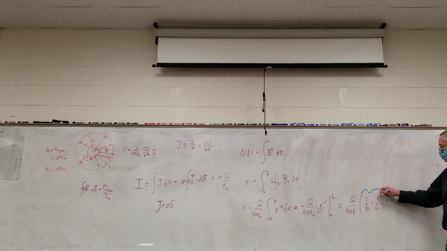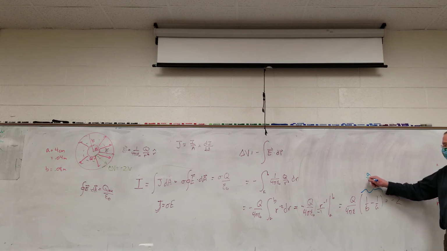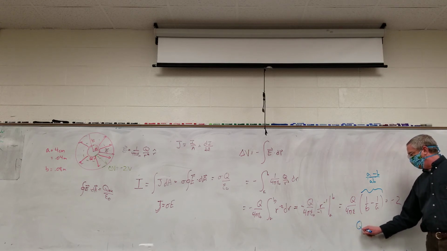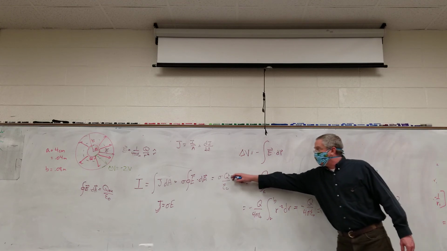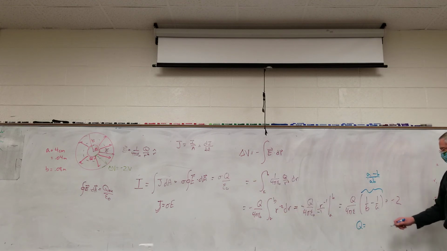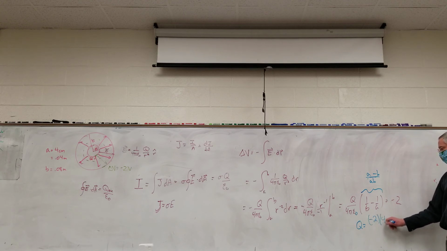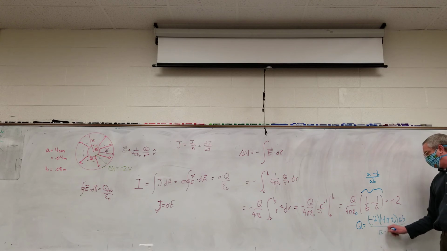So this piece right here becomes A over AB minus B over AB. Make sure I didn't mess up like I did the other time. Let's see, so multiply A over A times B over B. I'm good with that. And so Q, which is ultimately what we're trying to find here, is equal to negative 2 times 4 pi epsilon sub naught AB over A minus B.